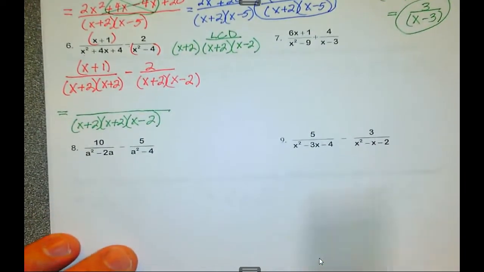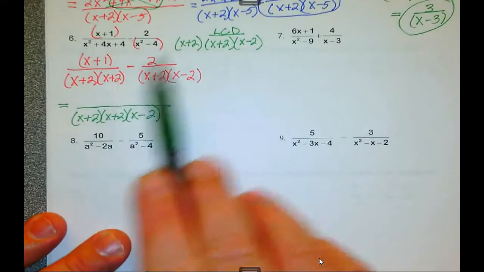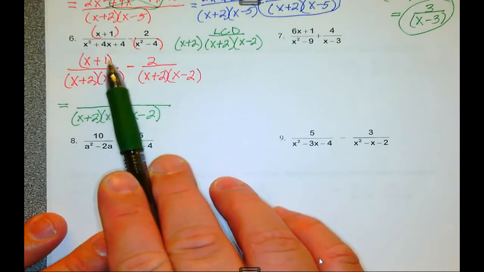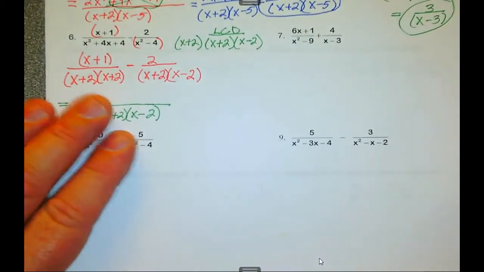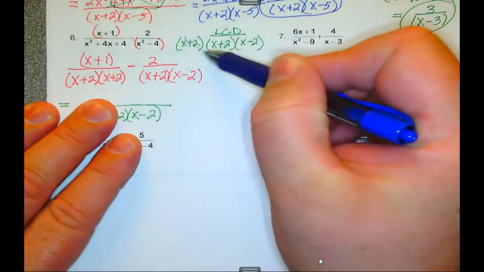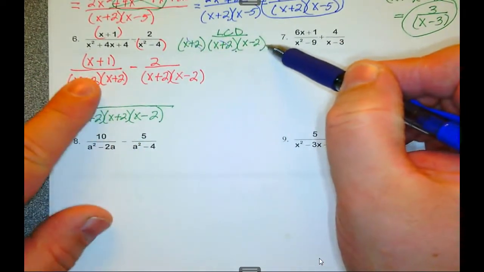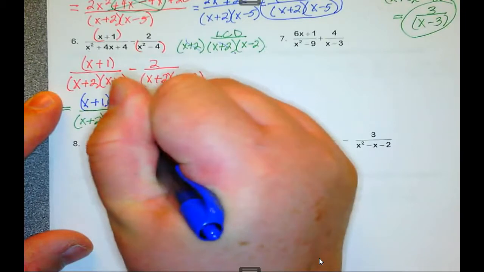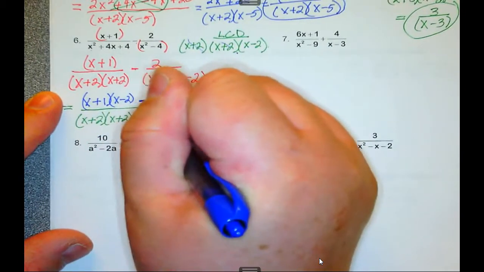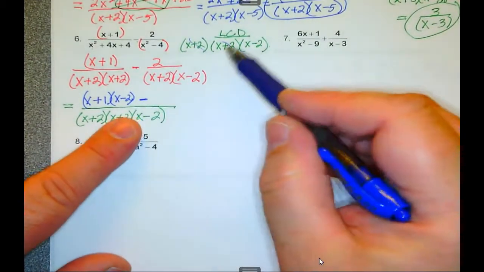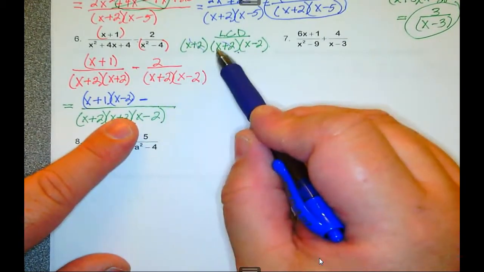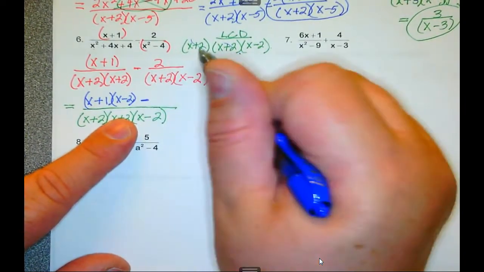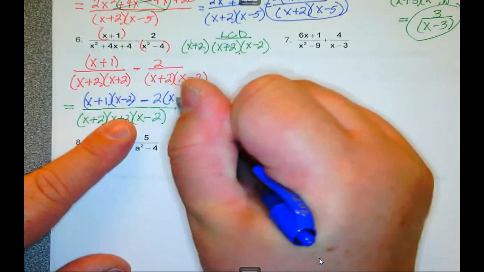Okay, let's look at that first fraction. The x plus 2's cancel. What do I have to multiply that x plus 1 by? Okay, listen to me. The x plus 2's cancel. What do I have to multiply that x minus 2? So I have x plus 1 times x minus 2, minus, okay, now this time one of the x plus 2's cancels and the x minus 2 cancels. What do I have to multiply by the x plus 2? Are you with me?